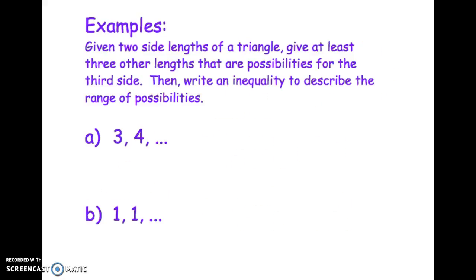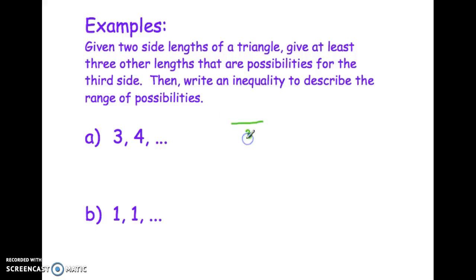All right, we're going to dig a little bit deeper, and this time I'm going to give you two side lengths of a triangle, and your job is to figure out at least 3 other lengths that are possibilities for the third side. And then I want you to write an inequality to describe the range of possibilities. So we've got some options here if we think about this as a triangle.